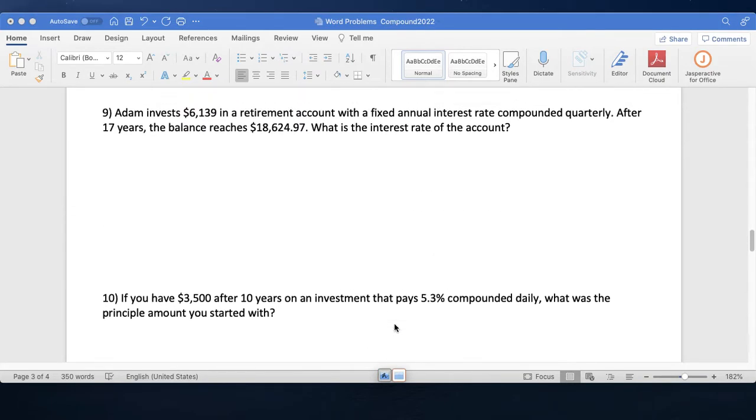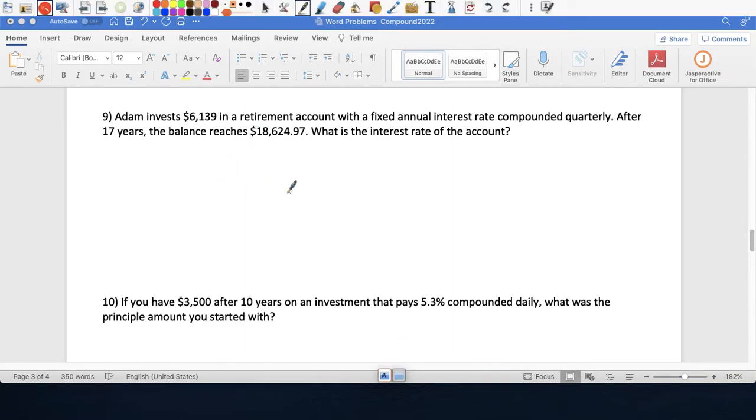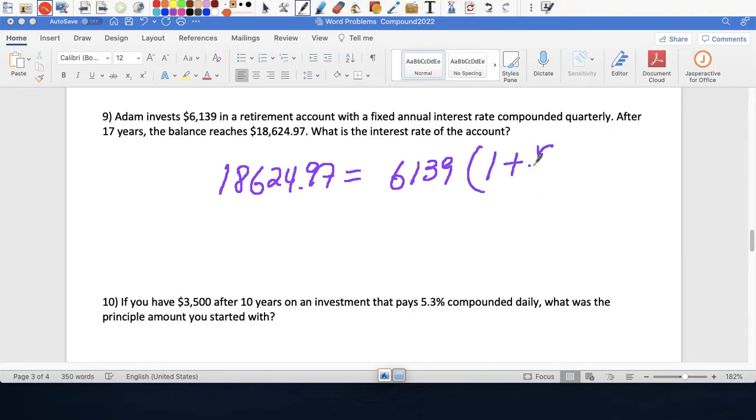Number 9. Adam does what? Again, same question, but different numbers. So he wants his account to show $18,624.97. He's going to put $6,139 in the beginning. 1 plus what's the interest rate? That we don't know. This is compounded quarterly or 4 times a year. Remember, the exponent is the number of times it compounded by the number of years, so it's 4 times 17, which is 68, so we're going to put 68 over here.